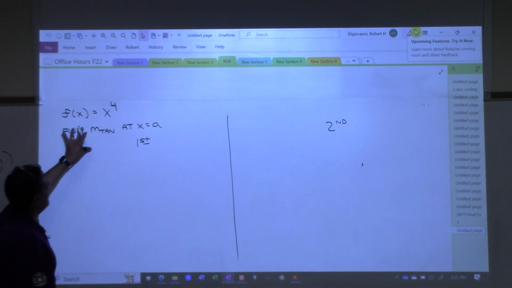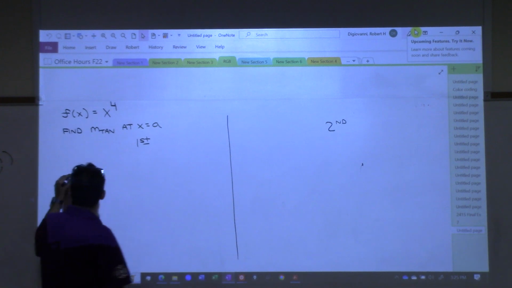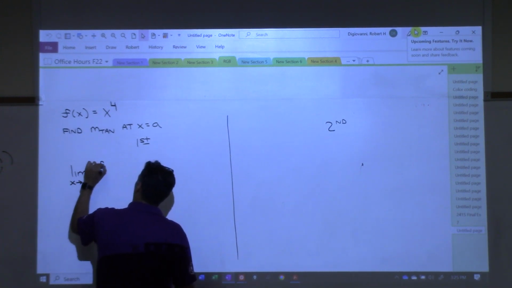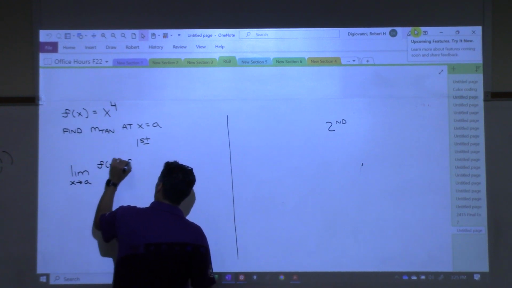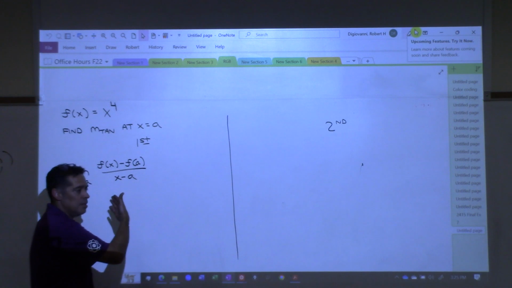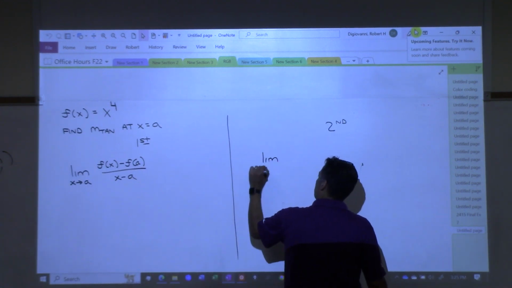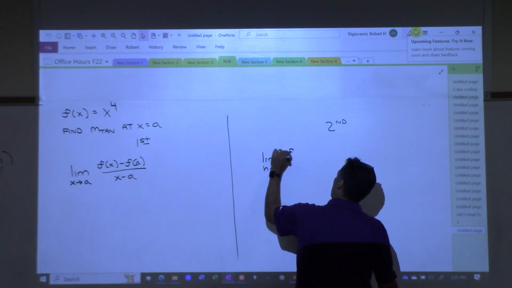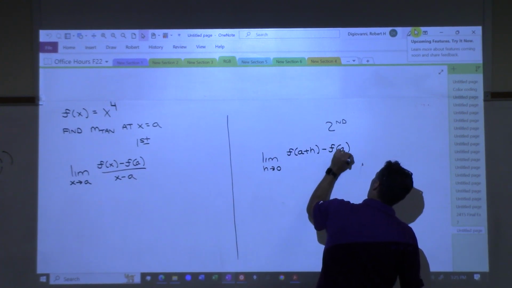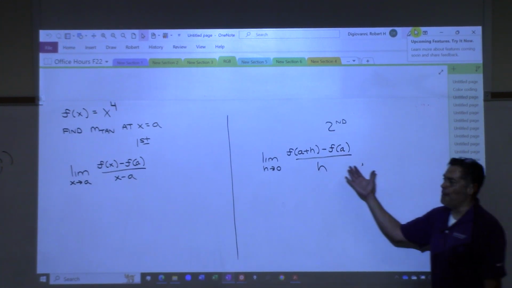All right, so let's try it with the first definition, right? It's going to be the limit as x approaches a, f of x minus f of a over x minus a. That's the first definition. Let me go ahead and write the second definition over here. It's the limit as h goes to 0, f of a plus h minus f of a all over h. So those are my 2 choices in terms of limits, right?